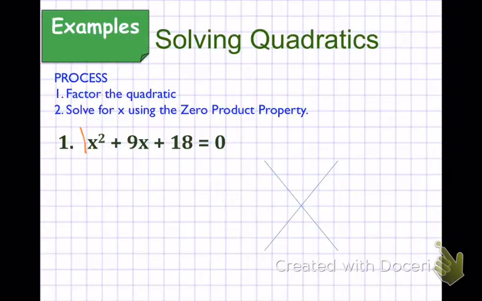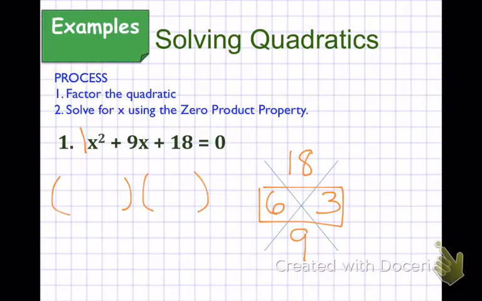So let's go ahead and set up our x factor. 1 times 18 is 18. 9 goes at the bottom. We solve: 6 times 3 is 18, 6 plus 3 equals 9. So we set up our 2 factors using that shortcut. We have x plus 6, x plus 3. And the only difference now is we have that equals to 0 piece.